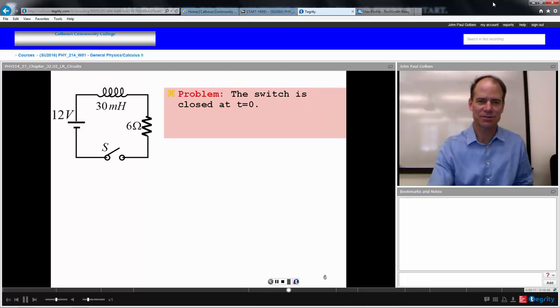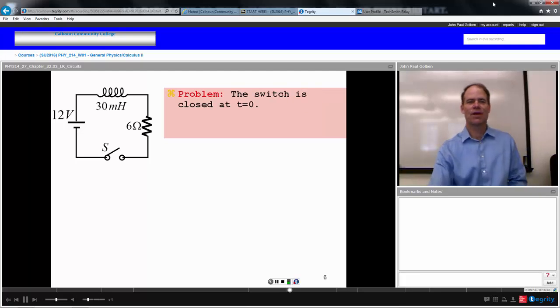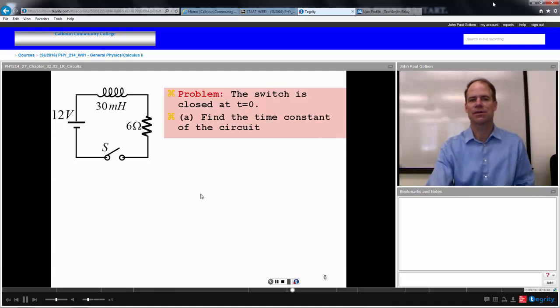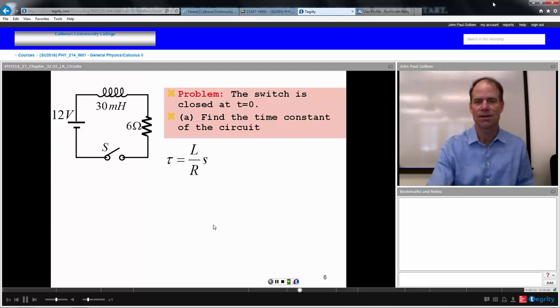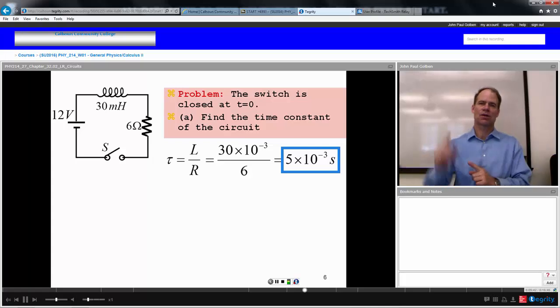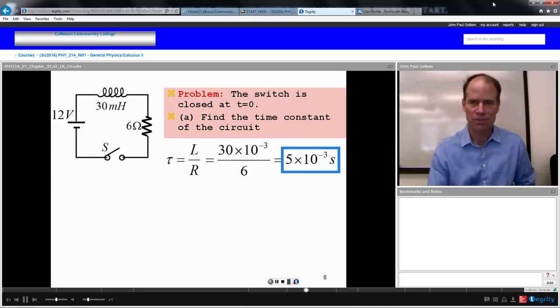Let's try this out. Here we have an LR series circuit. The switch is closed at t equals 0. First thing, let's find the time constant of the circuit. We don't even have to close the switch to find the time constant. We would know what that is even before we started this circuit, because it is equal to L divided by R. So 30 millihenries divided by 6 ohms gives us 5 milliseconds. So we know that in 5 milliseconds, the current will reach 63.2% of its final value.